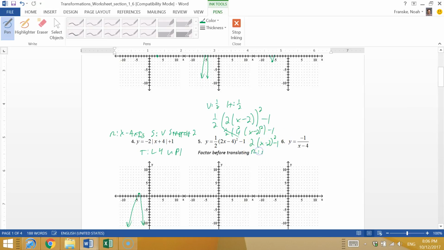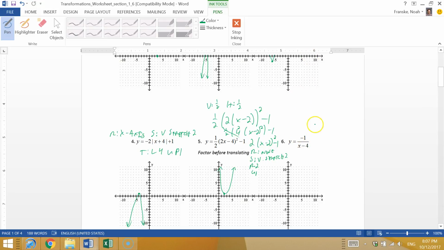So reflection, none. Scale change, we have that 2 out there. It's a vertical stretch of 2. And then this minus 2 and minus 1, we are shifted right 2 and up 1. So right 2 up 1, there's our new vertex. And it looks like we have no reflection, but scale change, we are stretched 2. So it's going to be kind of a skinny looking parabola. Something like that. Cool.